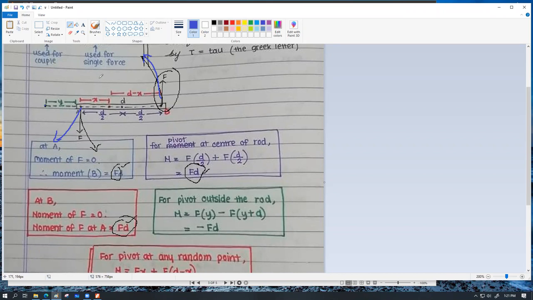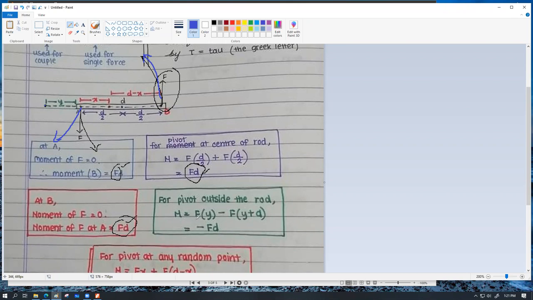But with respect to perpendicular distance, this end, point A, is only Y distance apart, whereas the B point is Y plus D. That's a much larger distance apart. So when we do the product of force into perpendicular distance, F into Y would be definitely smaller compared to F into Y plus D.